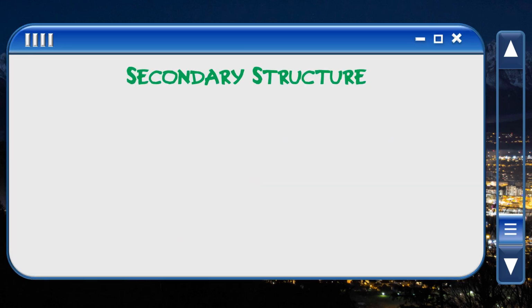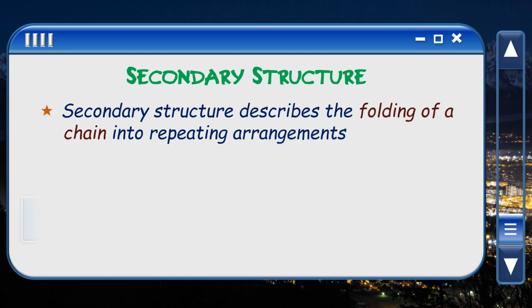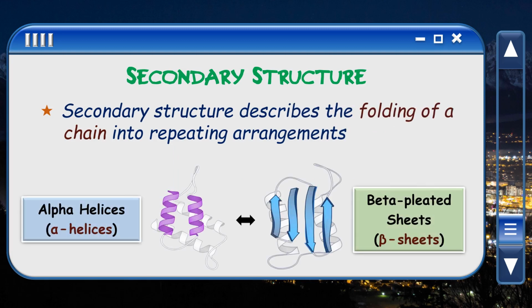Let's look now at the secondary structure. Secondary structure describes the folding of a chain into a repeating arrangement. I want us now to understand this one very clearly. We are looking at the secondary structure, and this one describes the folding of a chain into a repeating arrangement.